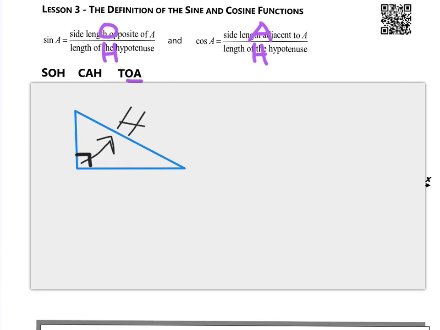So if this was my angle, I'll just use the alpha there. So the hypotenuse is not going to change. It's still across from the right angle. But the opposite is the one that doesn't touch the angle we're talking about, and the adjacent is the one that's touching it.